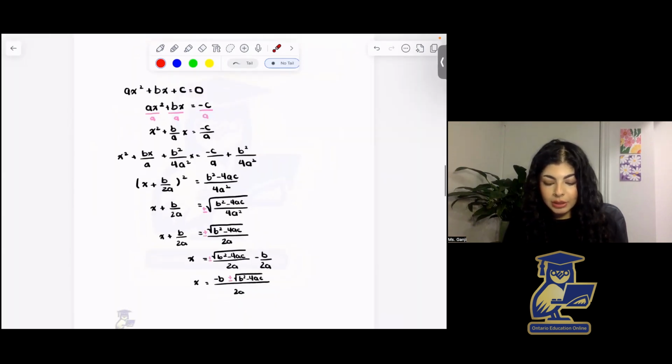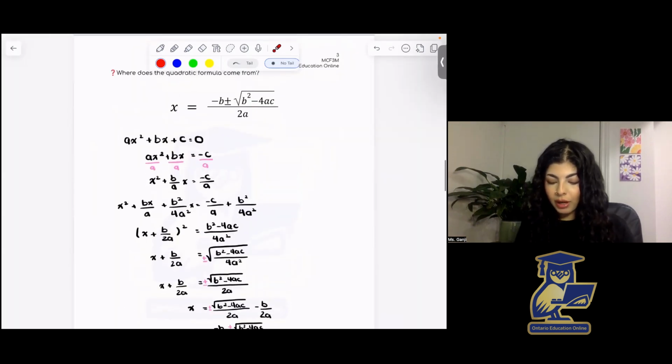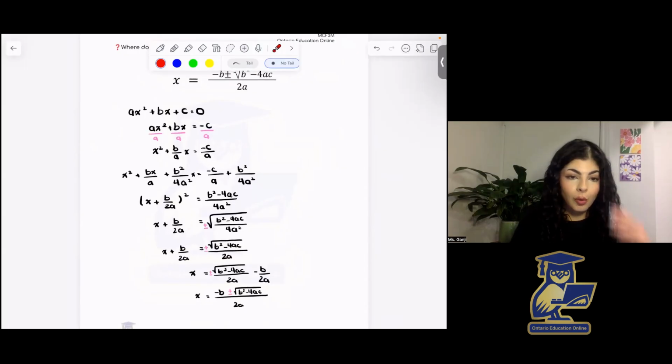So you're not expected to know how to derive this or how to come up with this. It was just to show you where it comes from. It's essentially trying to solve for x starting with the standard form.